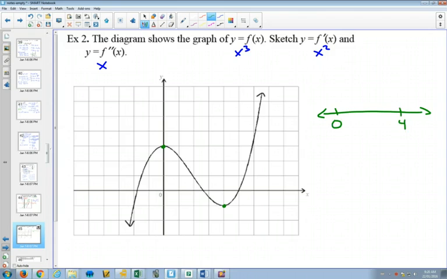Can you see that at 0 and 4, you would have found our first derivative to equal 0? Yes? So what does that mean? That means that I'm going to have a point here at 0 and here at 4. Now our original graph goes up, then down, then up again. So based on that, what do we know about our derivative? We know that this section would have to be positive, this section negative, and this section positive.